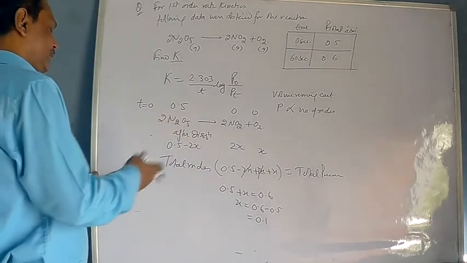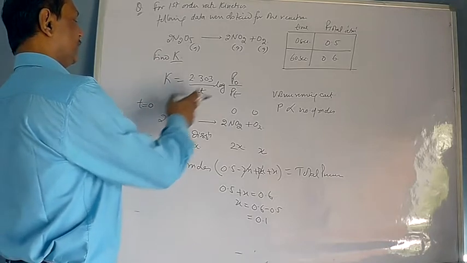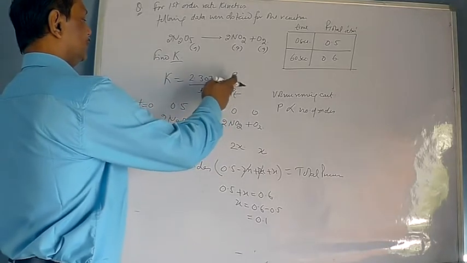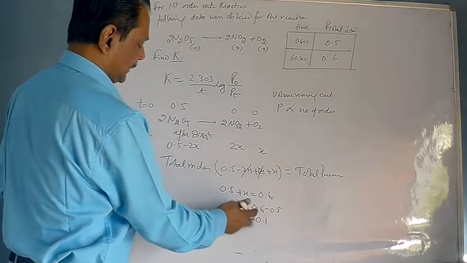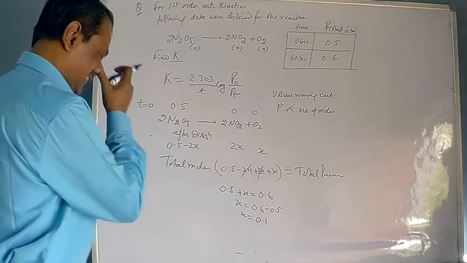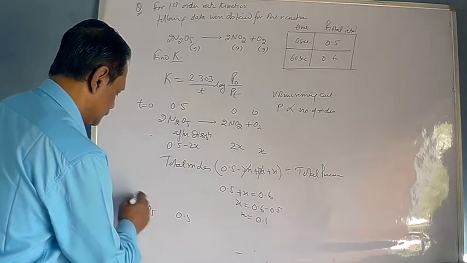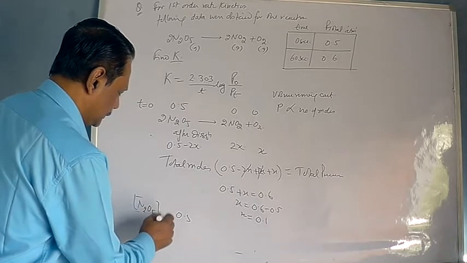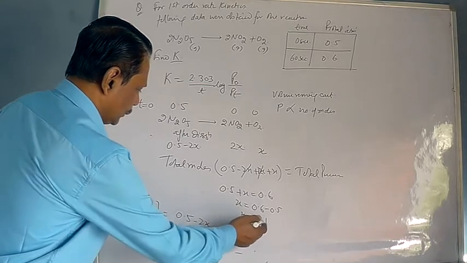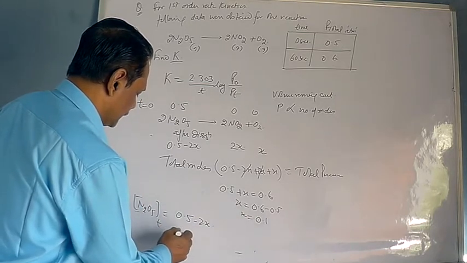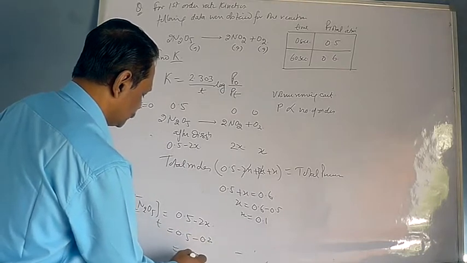What we are focusing on is the pressure of N2O5 at t equal to 0, which is 0.5. I know this value, but I don't know the value of N2O5 at time t. So with the help of the value of x, we can now find it. After dissociation, it is 0.5 minus 2x at time t, and the value of x is 0.1. So 0.5 minus 0.2 gives you the value 0.3.